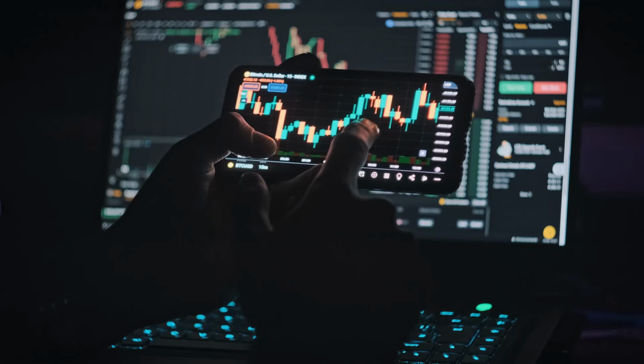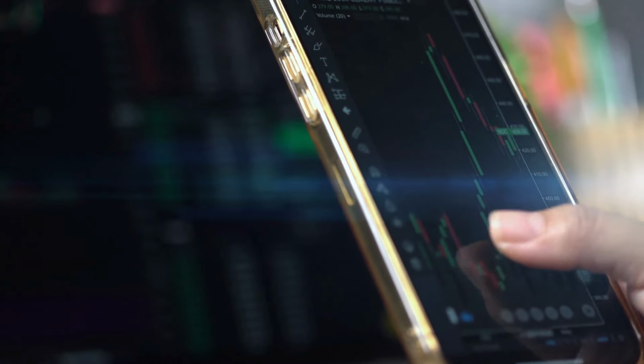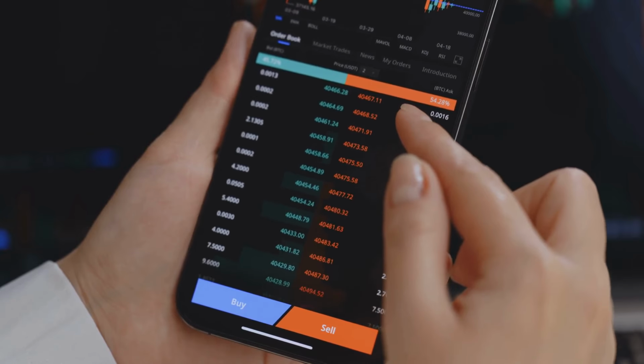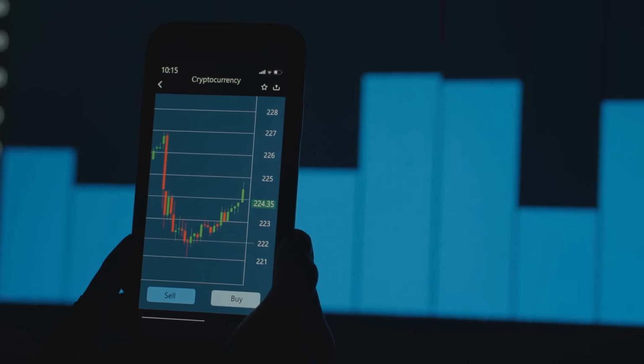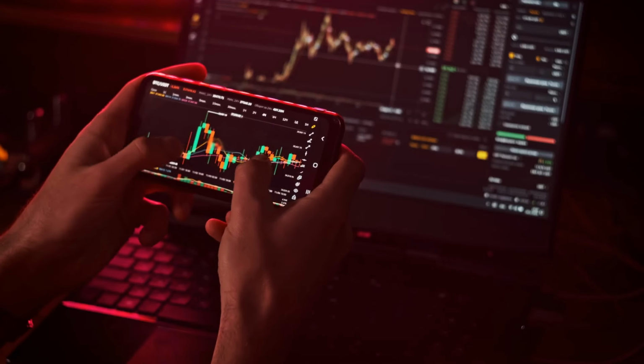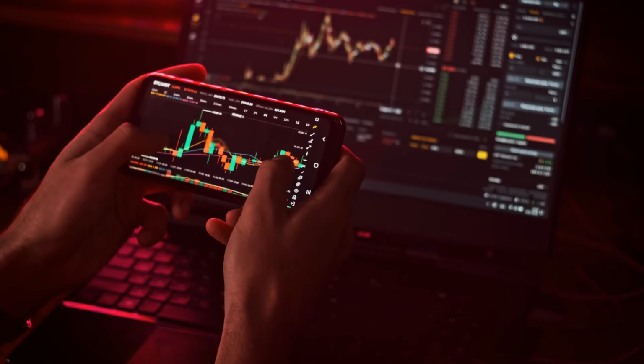Here's how to use what you've learned. Start by identifying the overall trend on a daily or weekly chart. Trade with the trend. Buy dips and uptrends. Be cautious in downtrends. Use support and resistance to plan your buys and sells. Don't buy randomly. Wait for price to approach support, and consider selling near resistance.